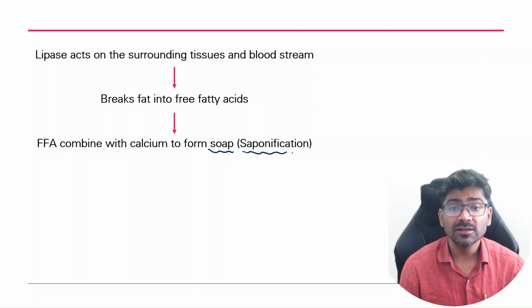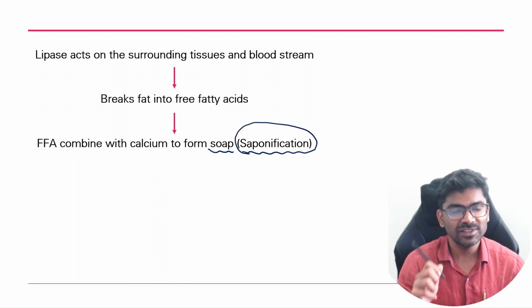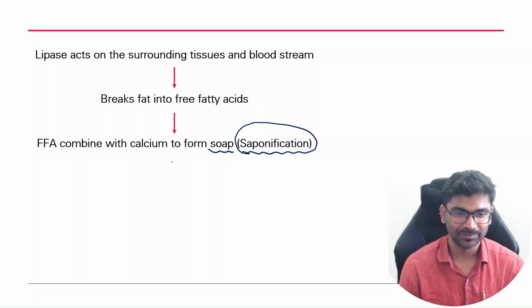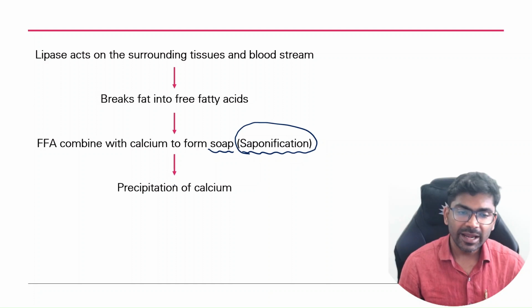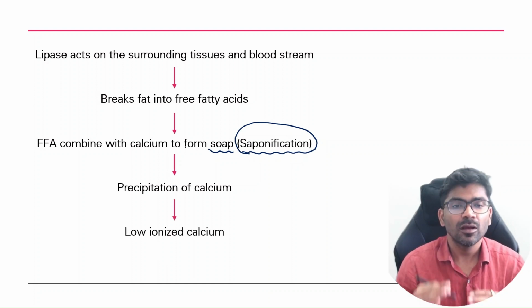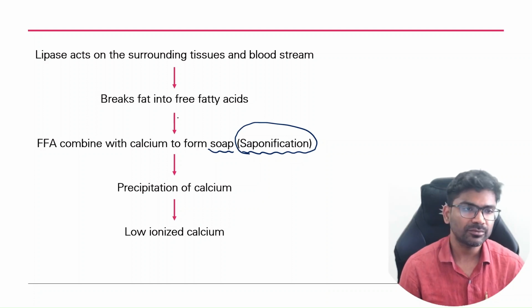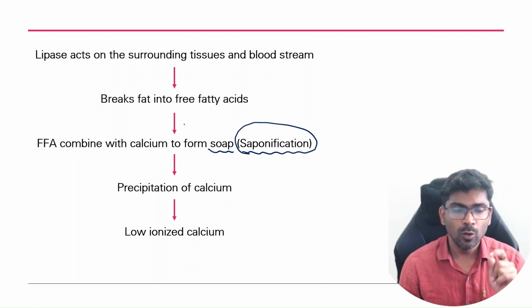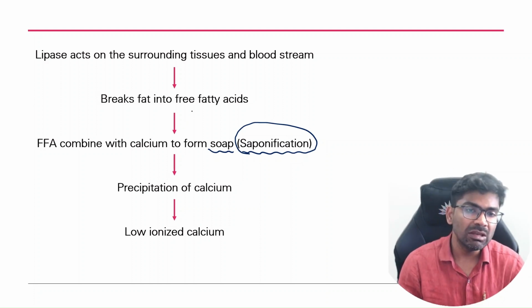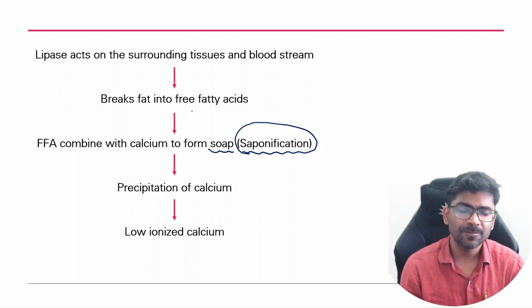So this is the saponification reaction which we have studied in our school days. So there is insoluble calcium soap formation. Ionized calcium is lowered because of saponification reaction. Right? So this is the biochemical basis of low ionized calcium in acute pancreatitis.